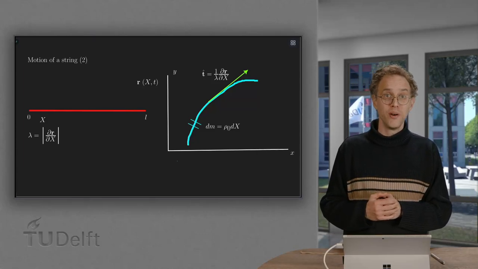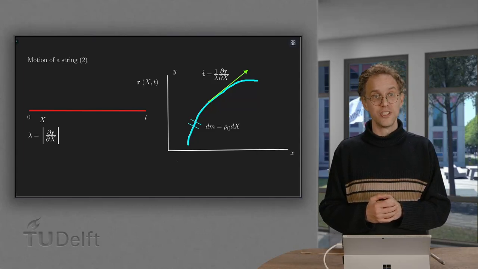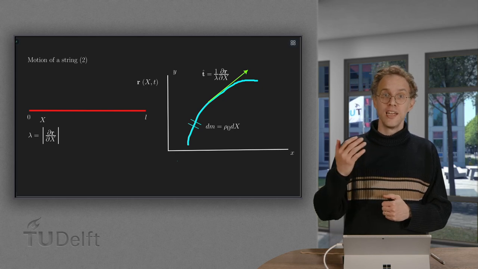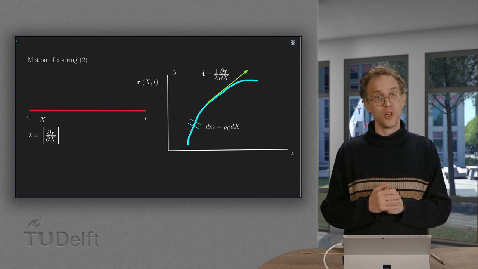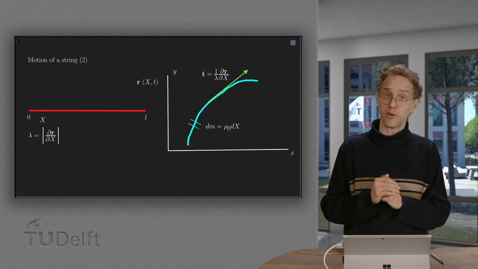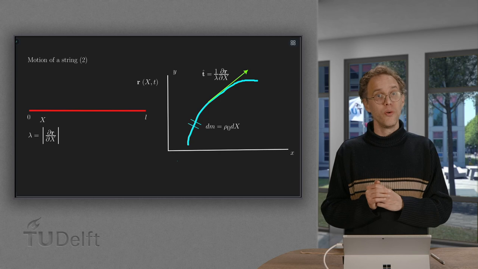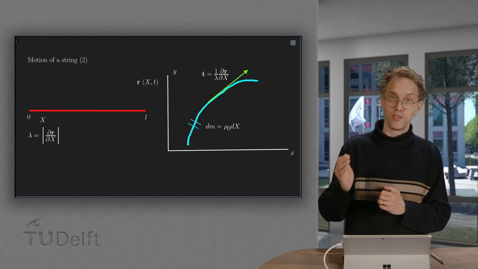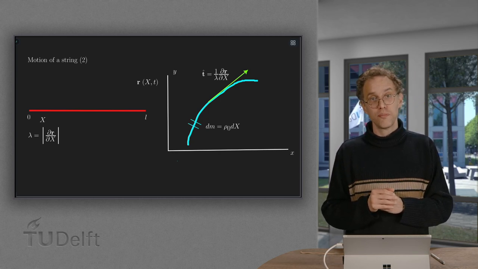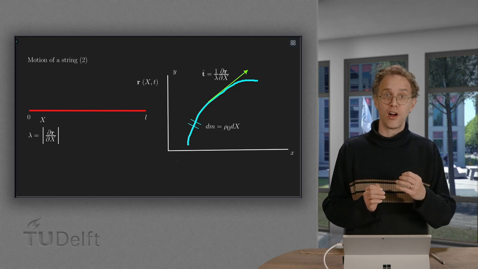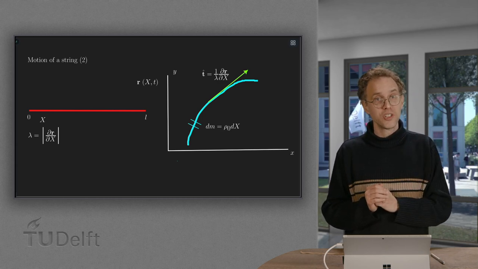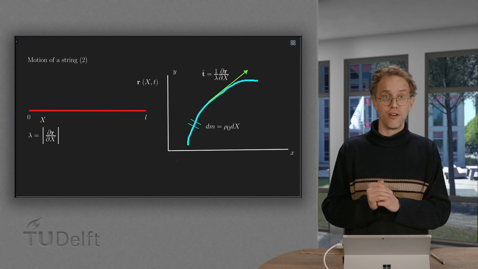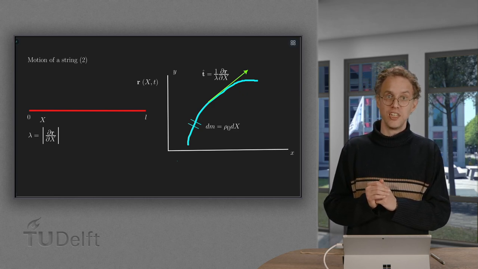In the previous video, we introduced the main ingredients to model our string. Its position is given by the function r of capital X and t, so finding this function is our goal. In this video, we will use conservation of mass and conservation of momentum to derive a partial differential equation for r. That is a first and important step to finding our function r of capital X and t.